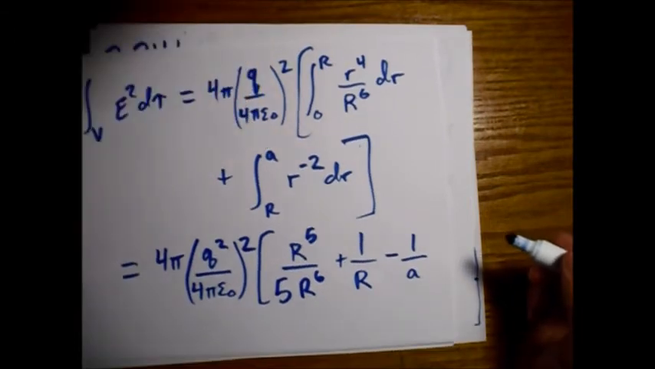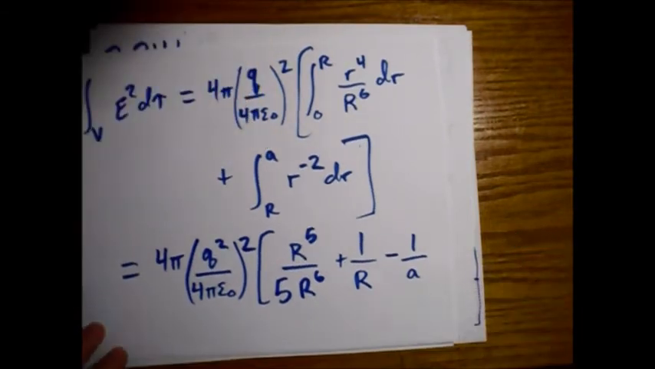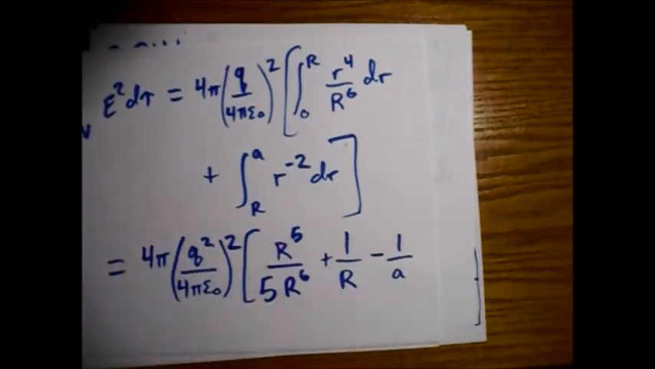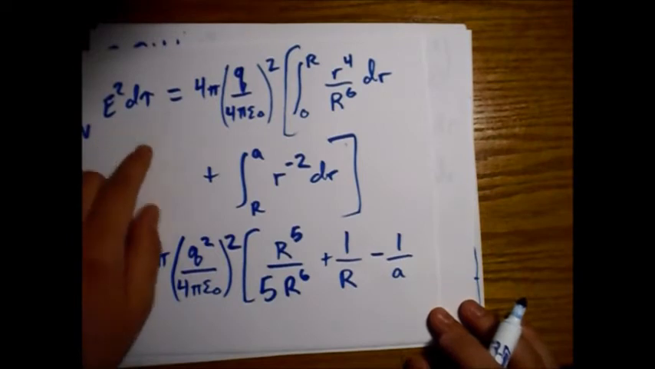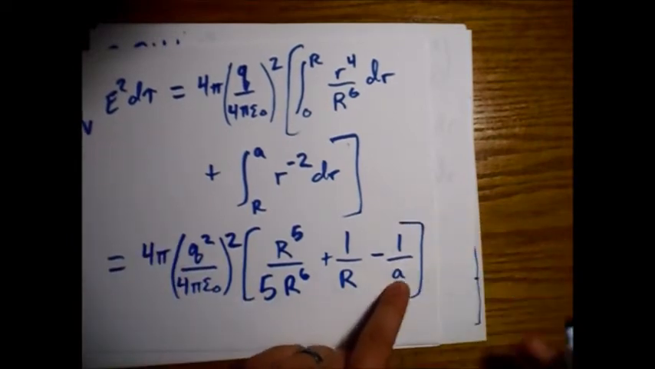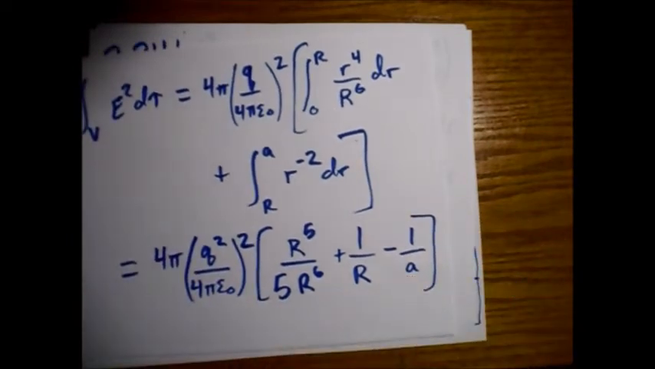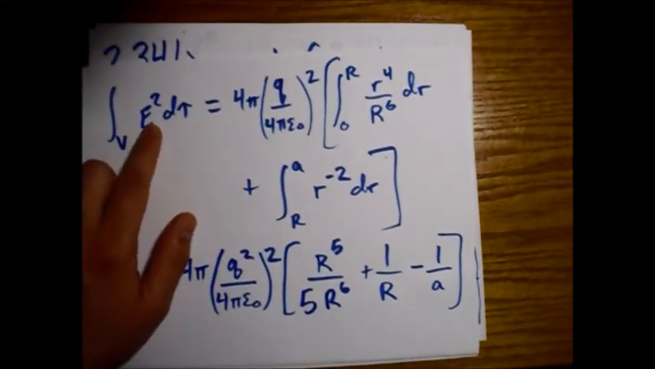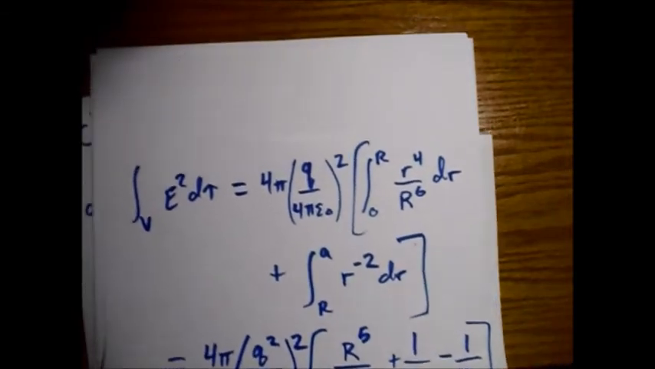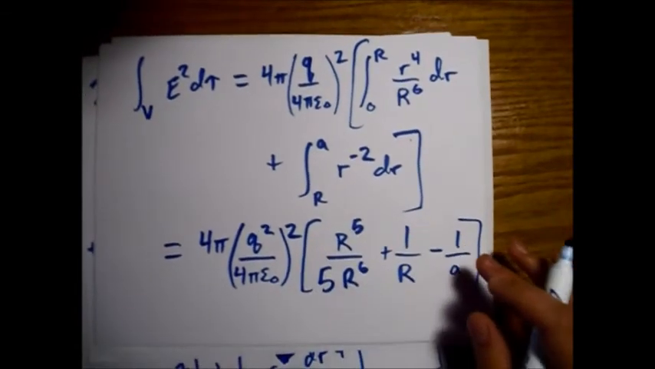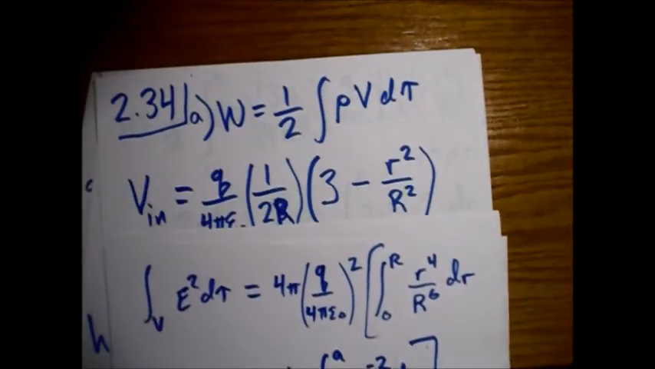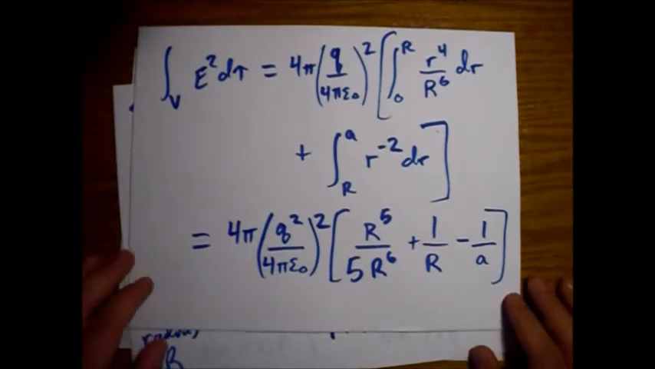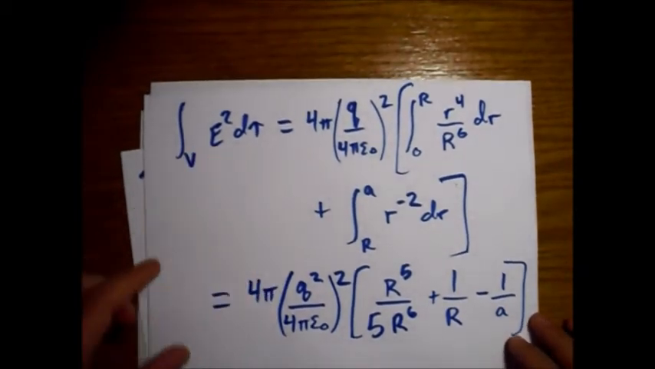Okay? And Griffiths asks, what happens as a goes to infinity? Well, this integral will become the one we did last time where we're integrating over all space. So this term will go to 0 as a goes to infinity. And then all we need to do is figure out this integral to answer the problem, which is what we did in part B. All right, so that takes care of this integral.